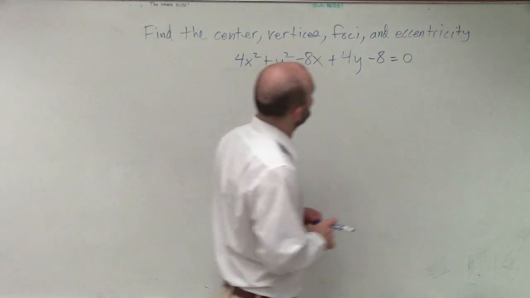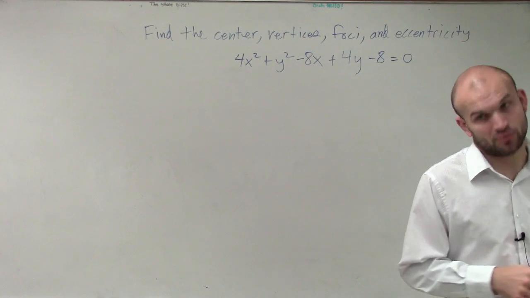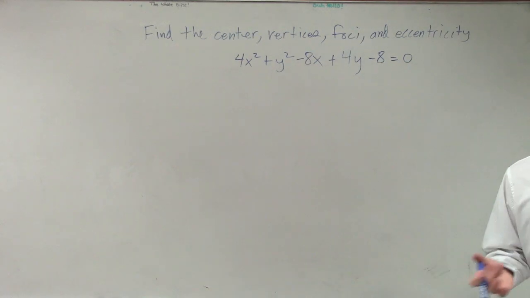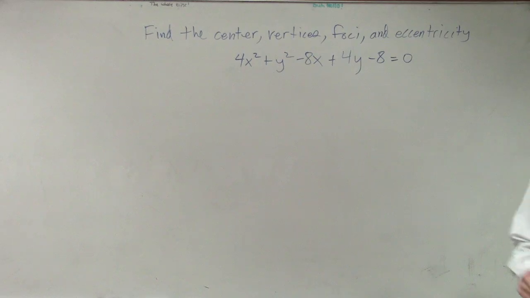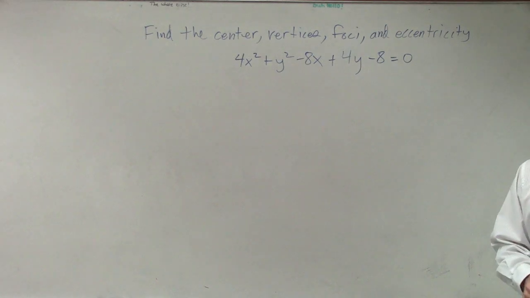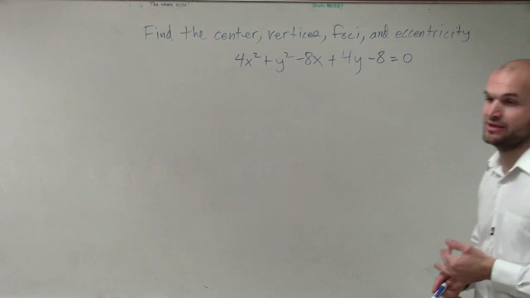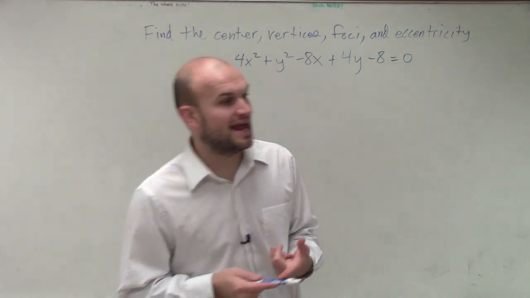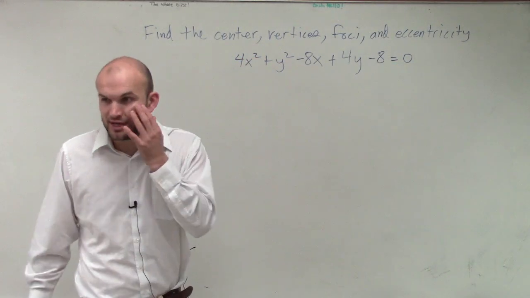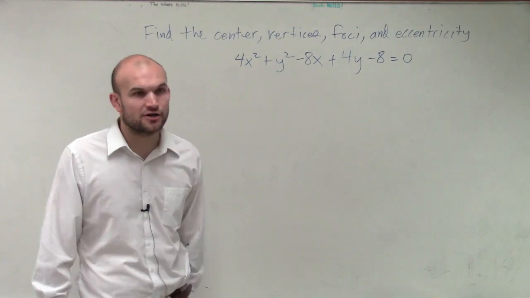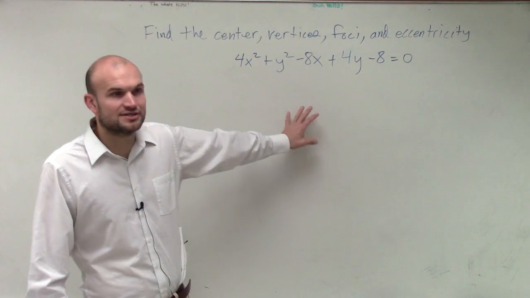So we have: find the center, vertices, foci, and eccentricity of the ellipse. All right. So to do all this, we know we need to figure out a, b, c, right? We don't really need b unless we need to figure out a and c. And we need to find h and k. Well, the only way we've learned how to do that, ladies and gentlemen, is when we had it in our standard form. Is this in our standard form?